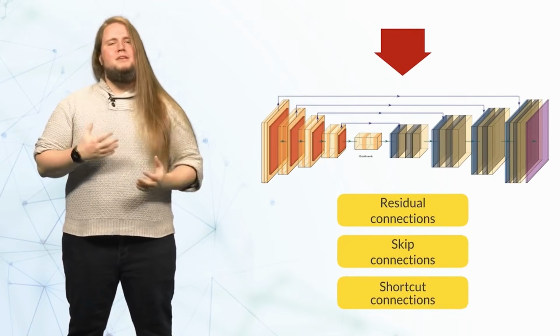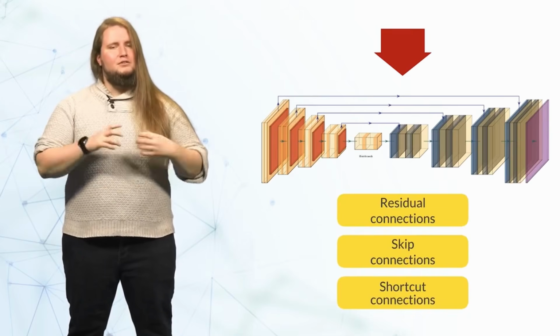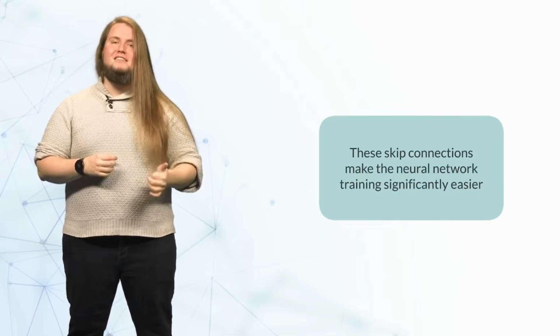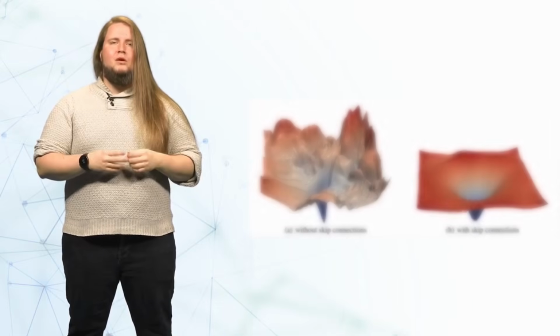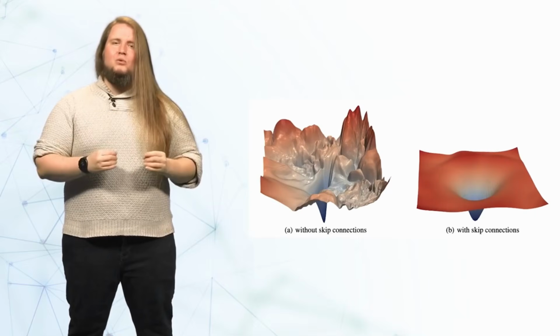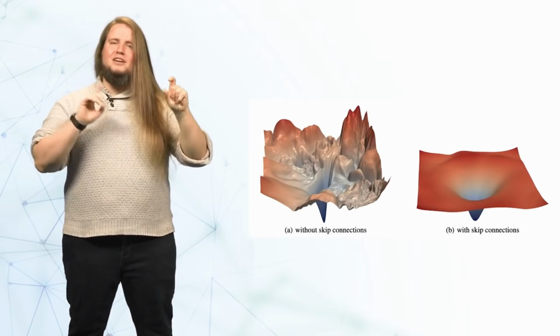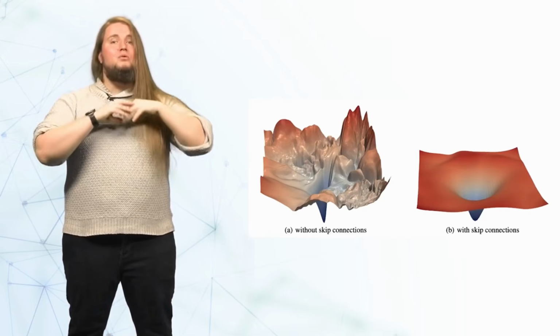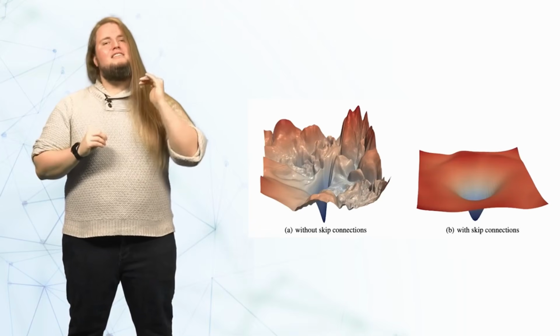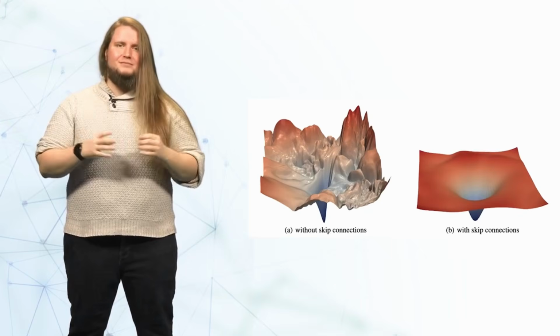Initially, they were implemented because they improved the training on small datasets. But after further analysis, we figured out that these skip connections make the neural network training significantly easier. We'll learn more about that in the following video, but as a sneak peek, we're trying to find the lowest point on each surface. I know which one I'd want to search on. That smoothing is an effect of skip connections.